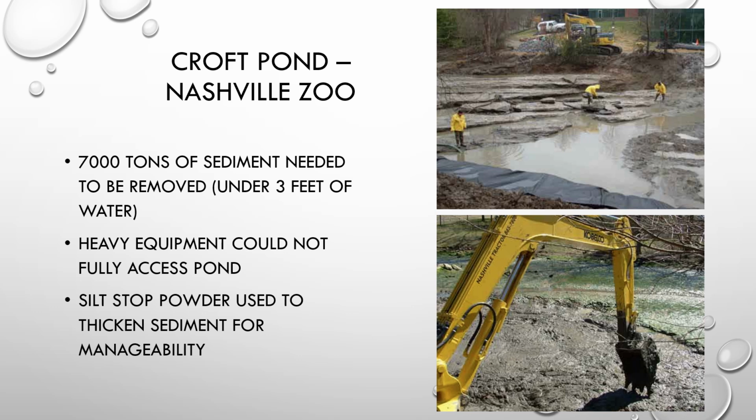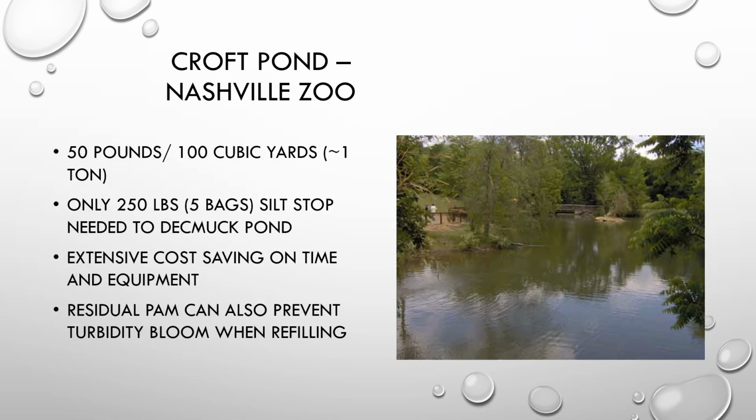An example of when we did this type of application was at Croft Pond in Nashville Zoo. They were redoing their swan exhibit. You can see that they didn't have really great access for their machinery on this specific site. And so what we did is we used the Silt Stop granular to thicken the sediment so that it was more manageable and easier to get in and remove it. You can see the type of muck in the bottom picture that they were working with.